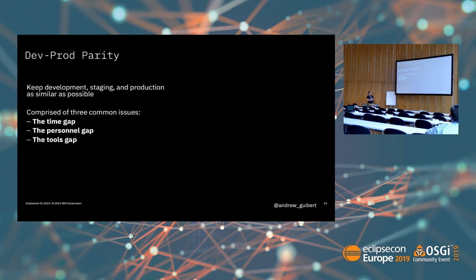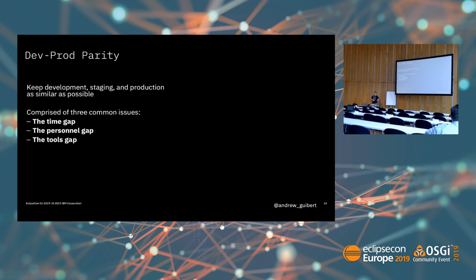The idea with Dev Parity is to keep your development, staging, and production environments as similar as possible. And usually, offenders of Dev Parity are violating one of three rules. So either there's a time gap, so the amount of time it takes you to write a code change and to get that code change pushed into production can cause issues because there can be more changes in the code base or the tools that you're using between when you make the change and when your change hits production.